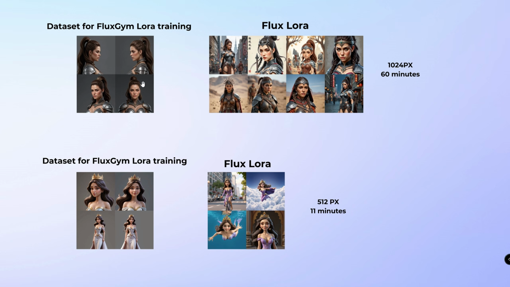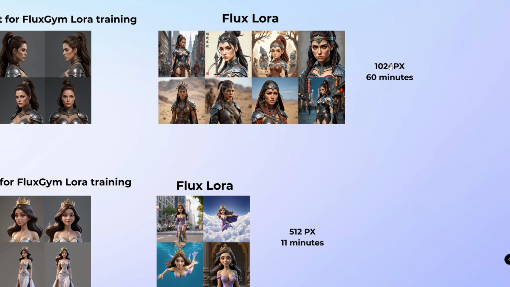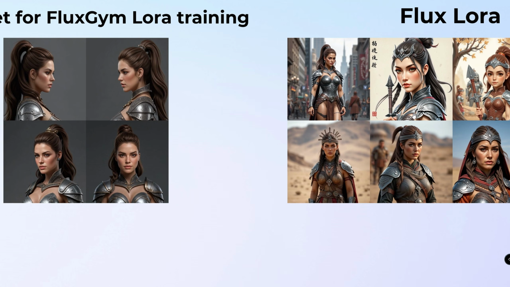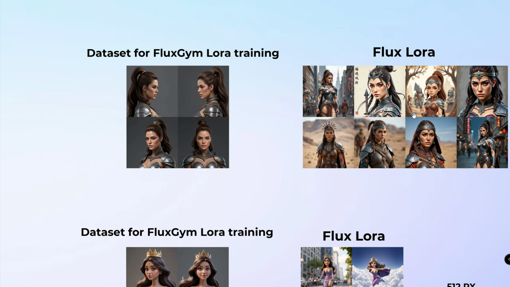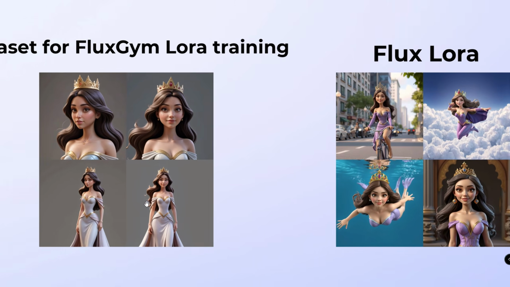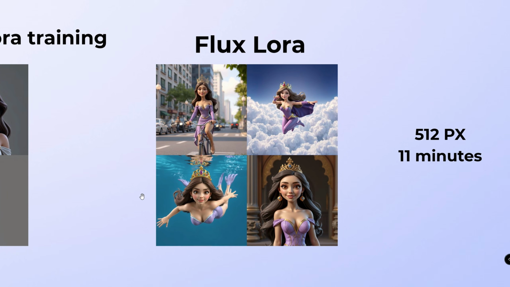I trained a LoRa using 4 images, set to 1024 pixels resolution. But the training took significantly longer, so I don't recommend using the 1024 pixel setting of FluxGym. The training time exceeded an hour. Instead, I trained for images at 512 pixels resolution, and in just 11 minutes, I had a LoRa that worked perfectly.